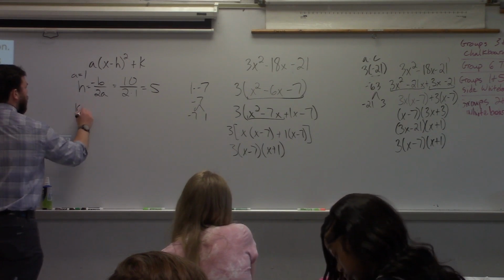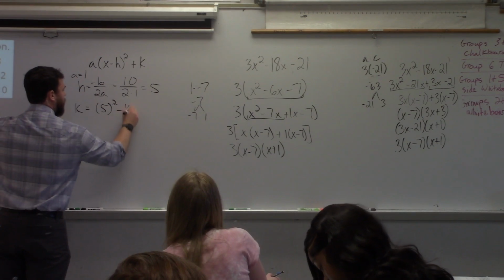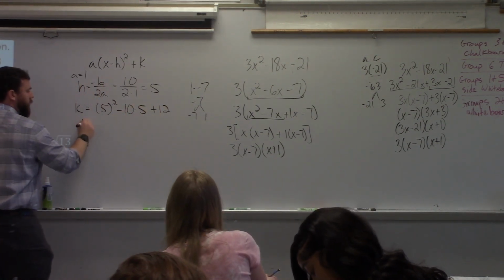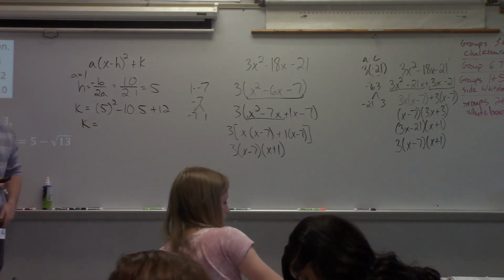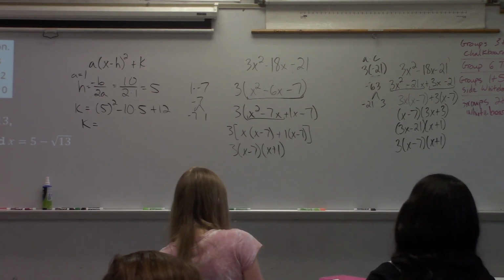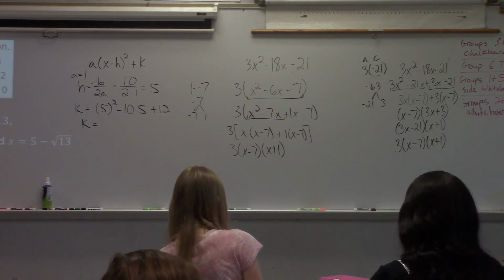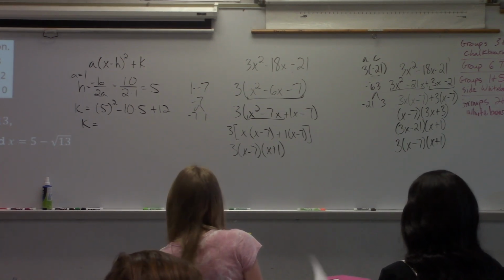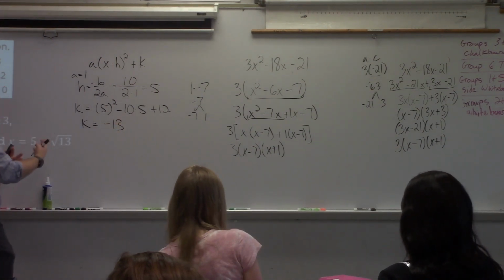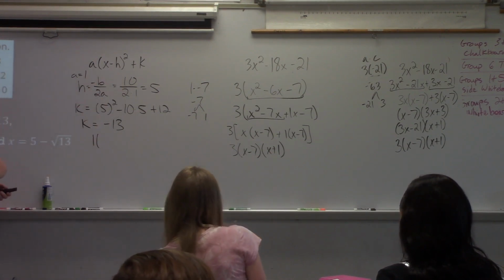So k is equal to 5 squared minus 10 times 5 plus 12. Guys, you got calculators, type it in. What is 5 squared minus 10 times 5 plus 12? You need to take a lap around the room. Stay awake. 13. What is it? 13. Very close. Oh, negative 13. Negative 13.